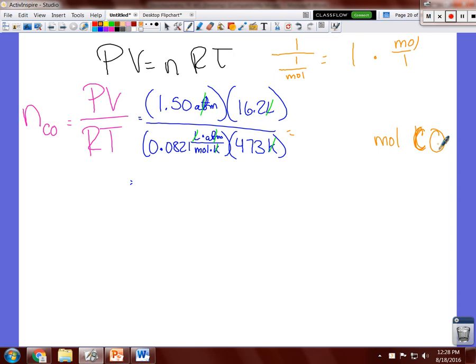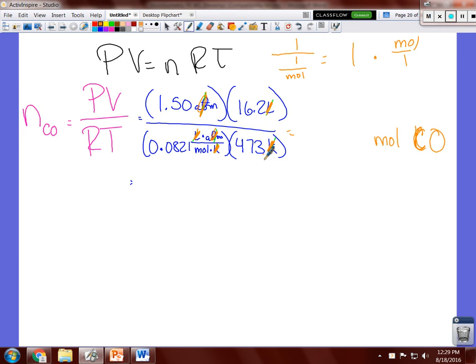And so if you think about it, I have an atmosphere here, and it goes away. An atmosphere here, it cancels it out. I don't have it anymore, right? I have liters here, cancels. Liters here, cancels. Kelvin here cancels. Kelvin here cancels. So the only thing left out of all of your units is a mole. And the first three words in that question are, how many moles? It's left. Does that help?